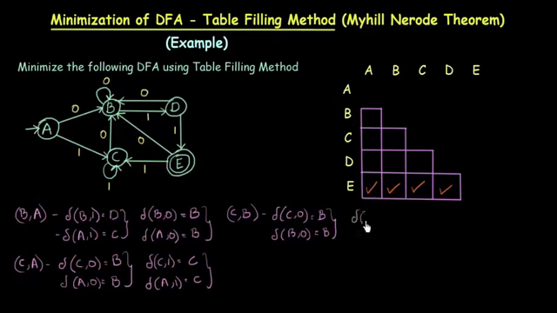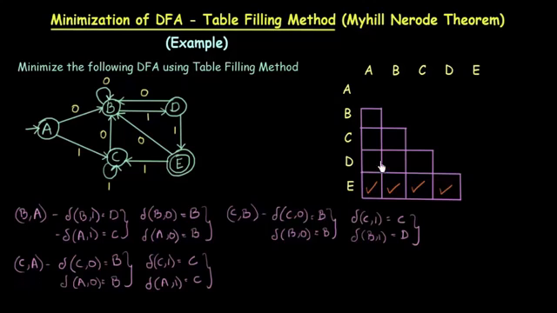And then let's check for input 1. C on input 1, where does it go? And B on input 1, where does it go? So C on input 1 goes to C itself, and B on input 1 goes to D. Now we get a pair called CD. Now check if CD is marked. Where is CD? This is CD. CD is not marked, so we don't have to do anything.